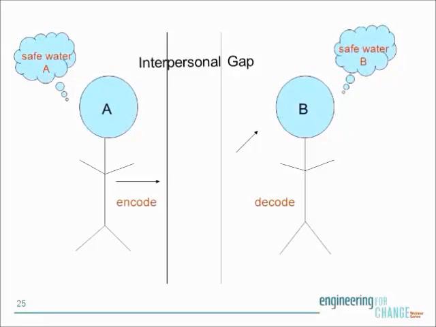So let's say person A is from one area of the world where their idea of safe water means water without any sort of debris in it. That's what safe water means to them. Person B is from another area, let's say they're an engineer, where safe water means water that's been tested for arsenic, or perhaps water that's been boiled, or at minimum water that's gone through some sort of filtration system.